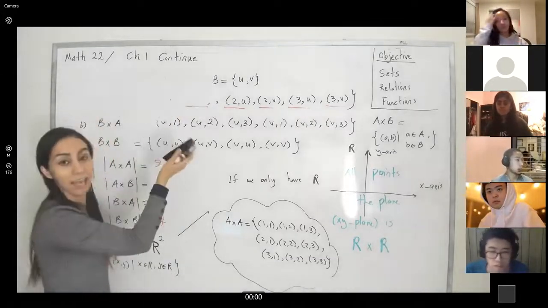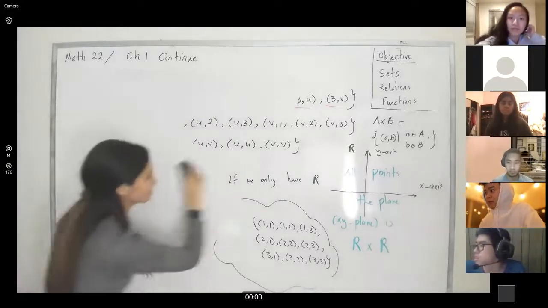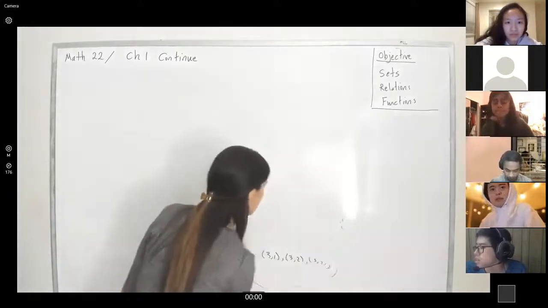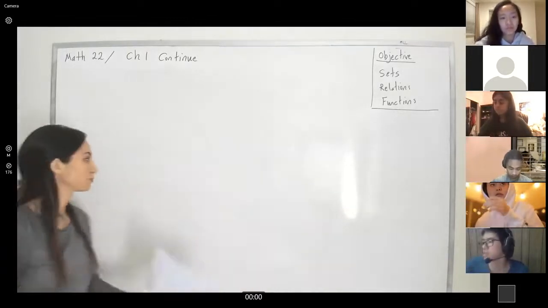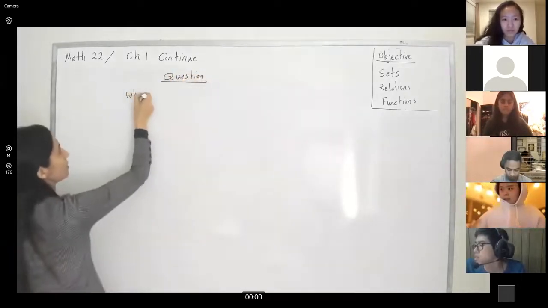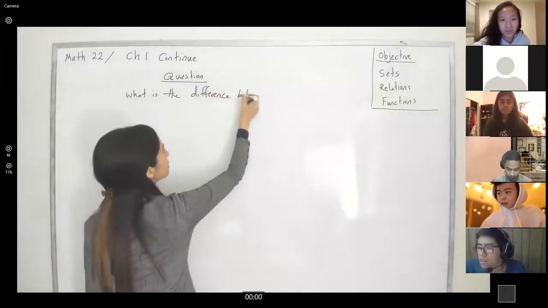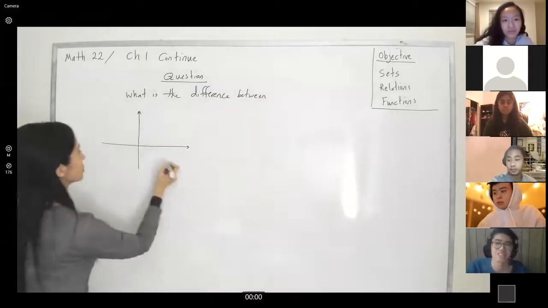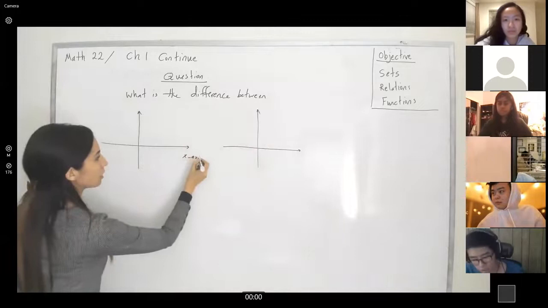So we're done with sets. We're going to talk about relations and then functions. So first of all, let me ask you this question. What is the difference between these two, the first one and the second one? Both of them are in the plane.